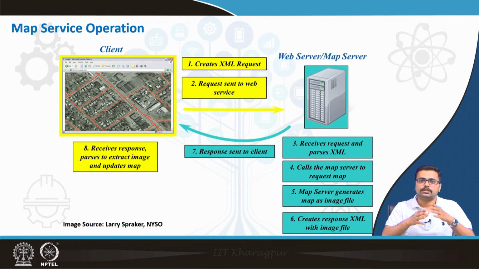This is very important. This is where we saw various kinds of services. So here if it is an image, then directly it is nothing but web mapping service. And then it creates a response in XML with the image file, and finally that will be delivered to the client. So this is called client and server operation in terms of WebGIS.